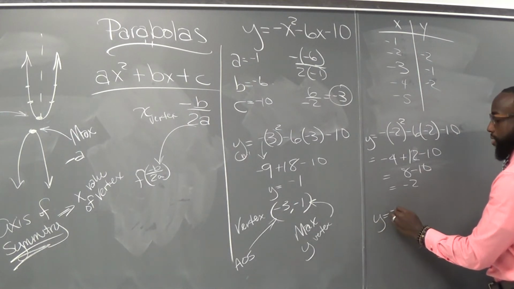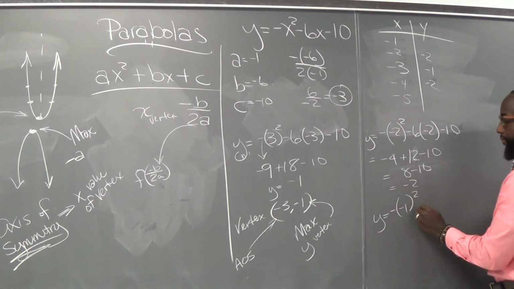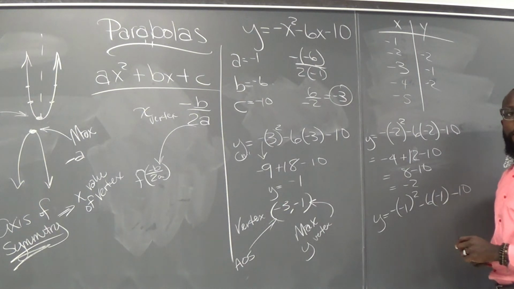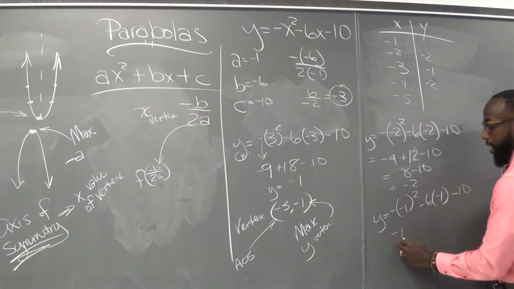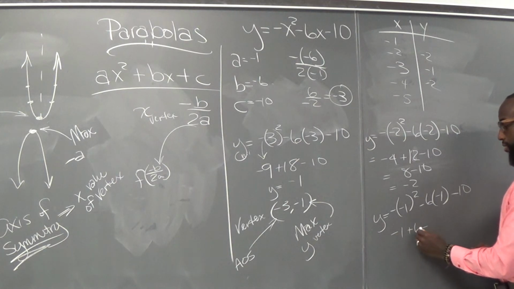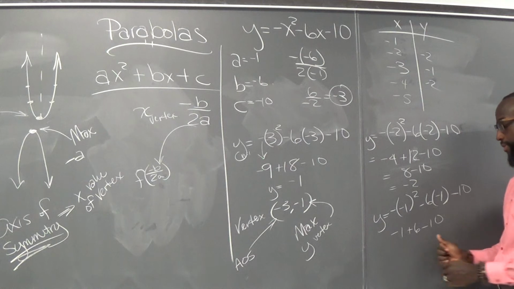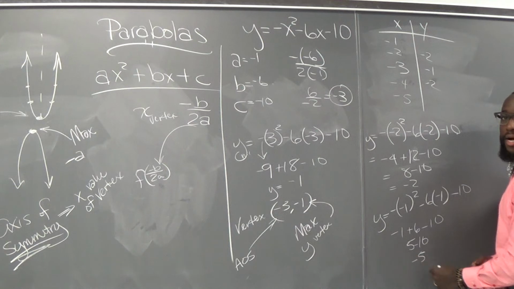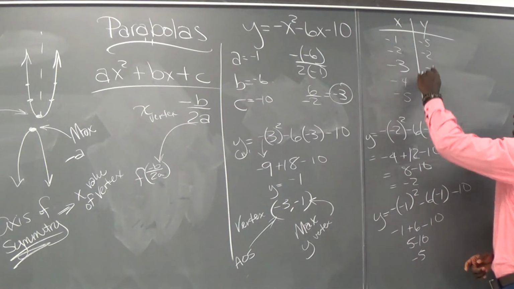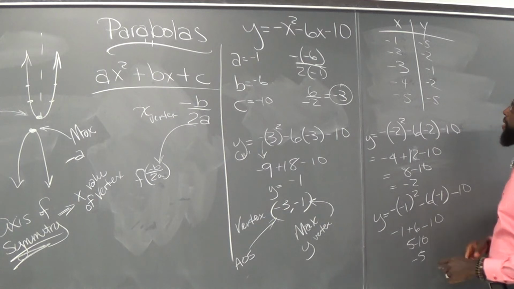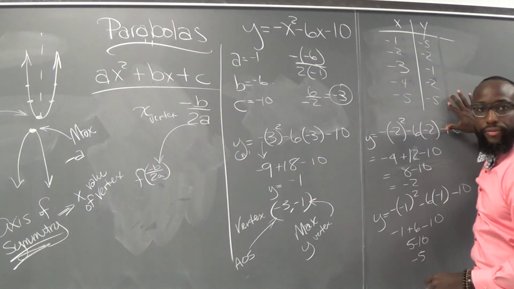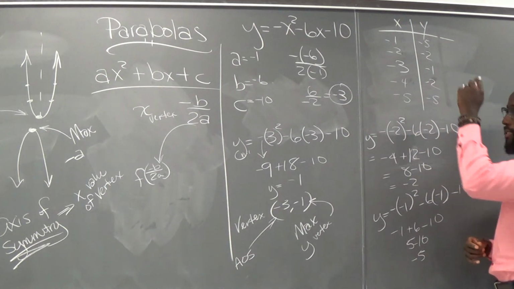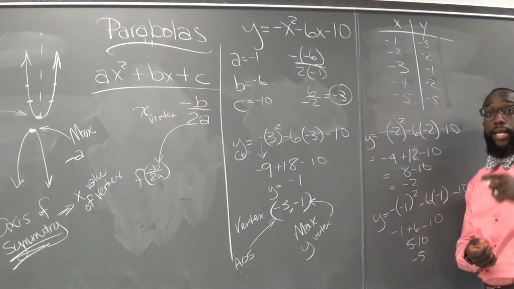And then let's do the -1. So y equals (-1) squared minus 6 times -1 minus 10. Alright? So you're going to get 1 plus 6 minus 10. Alright, 1 plus 6 is 7, minus 10, -3. Okay? So now we have 5 points that we can graph. And these are 5 points on our graph when we connect the dots, and then we have our parabola that will be going upside down, actually.